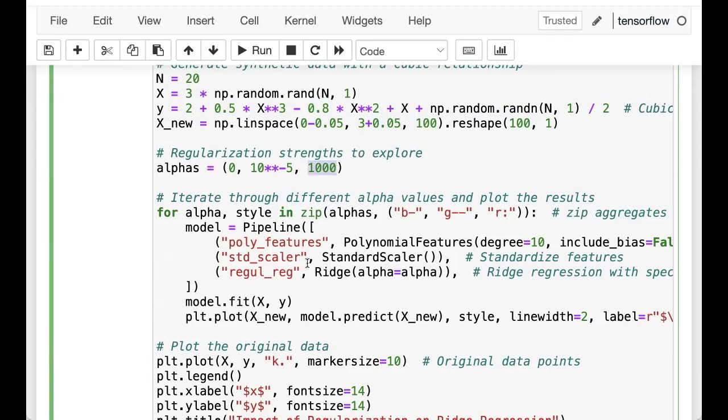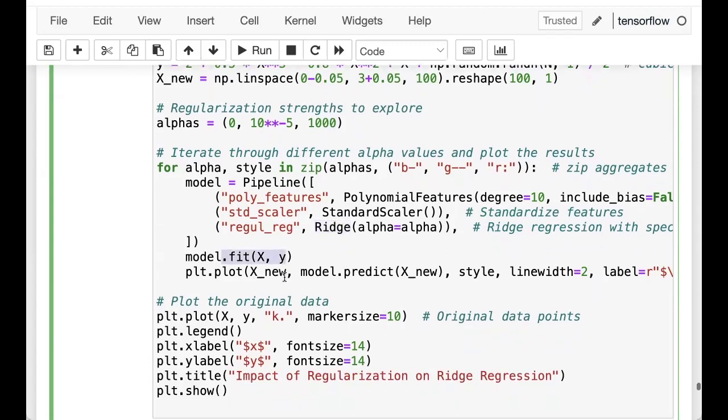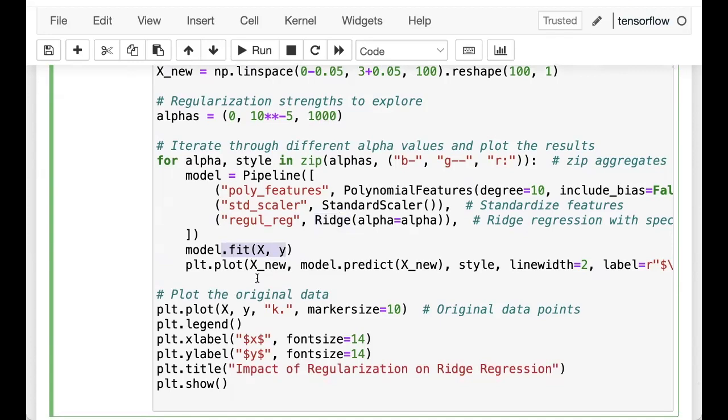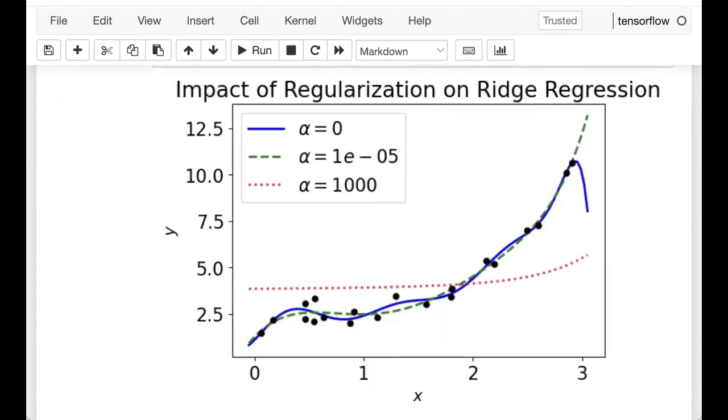And then for different values of alpha, we go through this pipeline and we set this parameter alpha of the Ridge regression. We do model fitting, and then we draw our prediction. So that's what we want to look at in the end: if we have some test data or new data, what the output looks like. So now if you look at this, you see very interesting results.